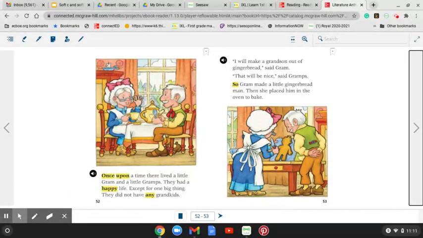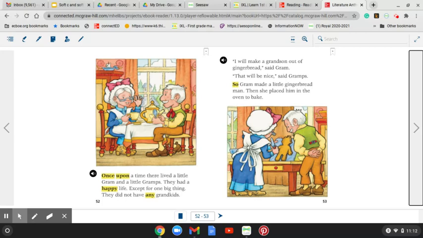Okay, let's begin. Once upon a time, there lived a little Graham and a little Gramps. They had a happy life together, except for one big thing. They did not have any grandkids. I will make a grandson out of gingerbread, said Graham. That will be nice, said Gramps. So Graham made a little gingerbread man. Then she placed him in the oven to bake.